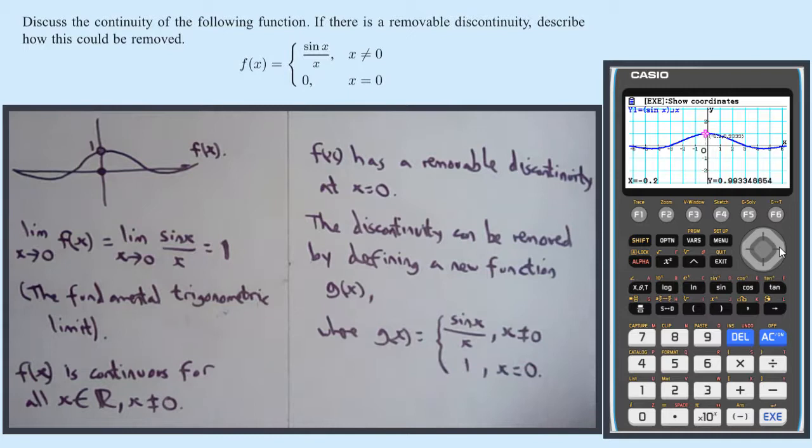And this actually is not the same as just calling it sine x over x, because that would still have a discontinuity when x equals 0. So this function is actually now continuous across its whole domain for all real x.